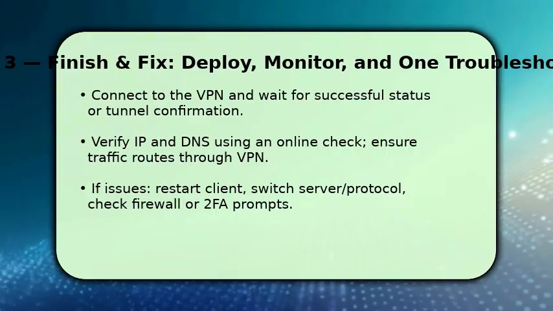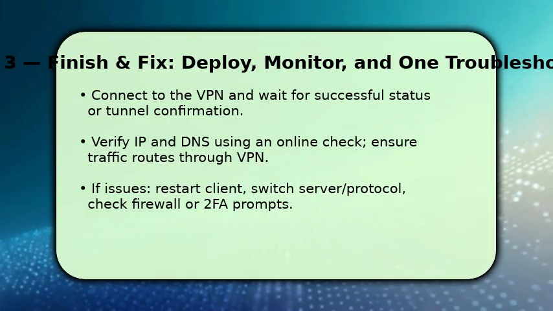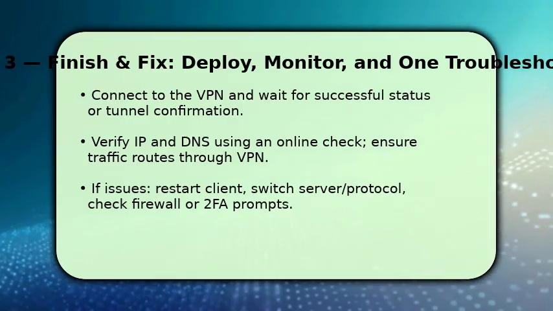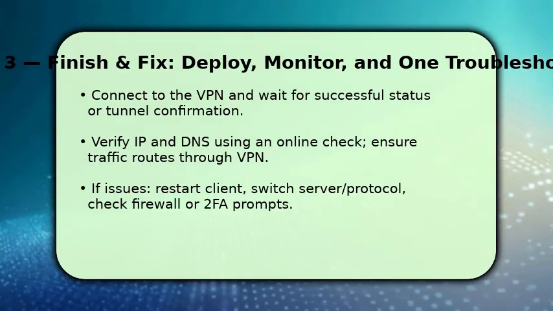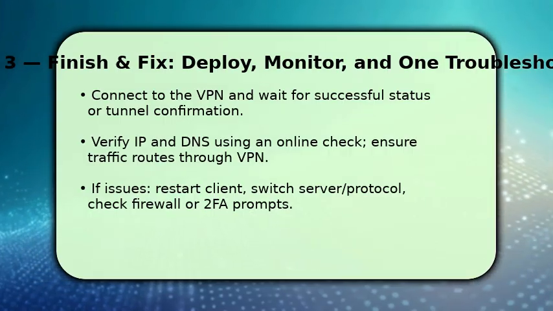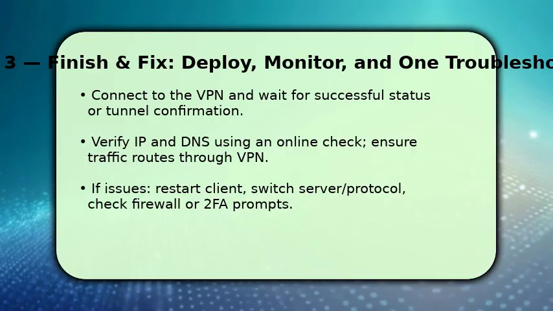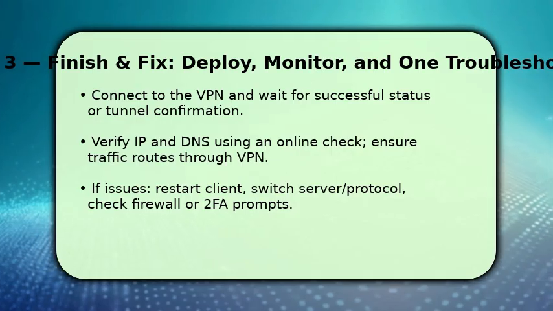You complete the process by connecting and watching for a clear connected status. A solid tunnel indicator means routing is active. After connection, verify your public IP and DNS to confirm traffic goes through the VPN, because that prevents leaks and confirms location masking. If something goes wrong, first restart the client and try a different server or protocol.